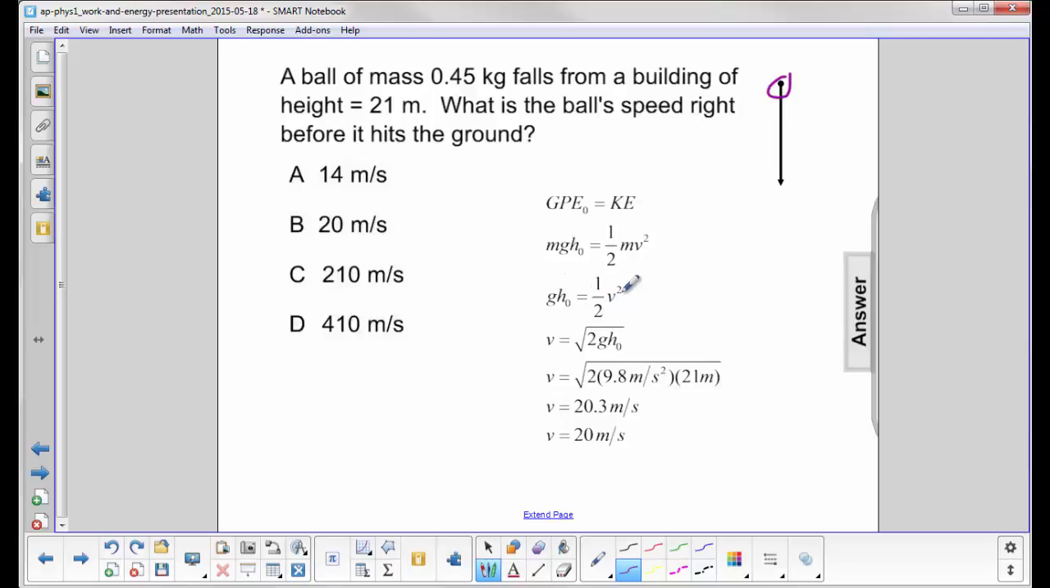You then take the square root of v squared, and you're left with v is the square root of 2g times the height. You substitute in the numbers, and you come up with an answer of 20.3 meters per second.